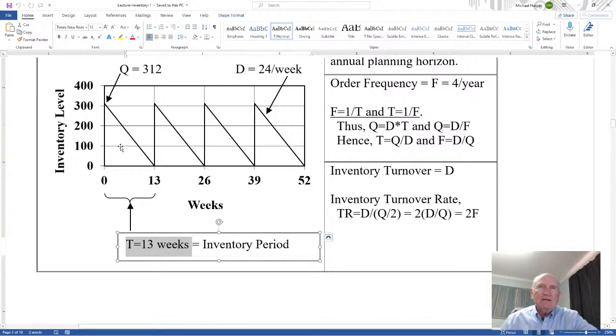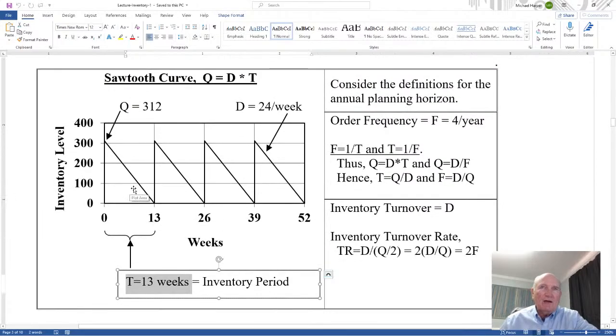And then I said, what's the inventory period in years? What's the annual inventory period? It's 1/4. So 1/4 of a year represents an inventory period. Sometimes it's easy to make the mistake of thinking, 13 weeks, there's 4 of them in a year, so the annual inventory period is 4 because there's 4 in a year. No, it's 1/4 of a year because there's 4 in a year. So be very careful with the language.